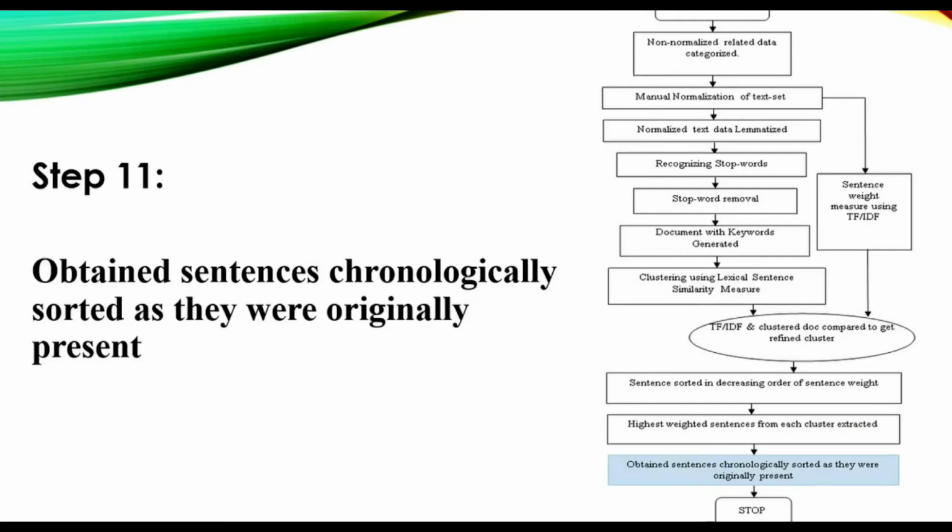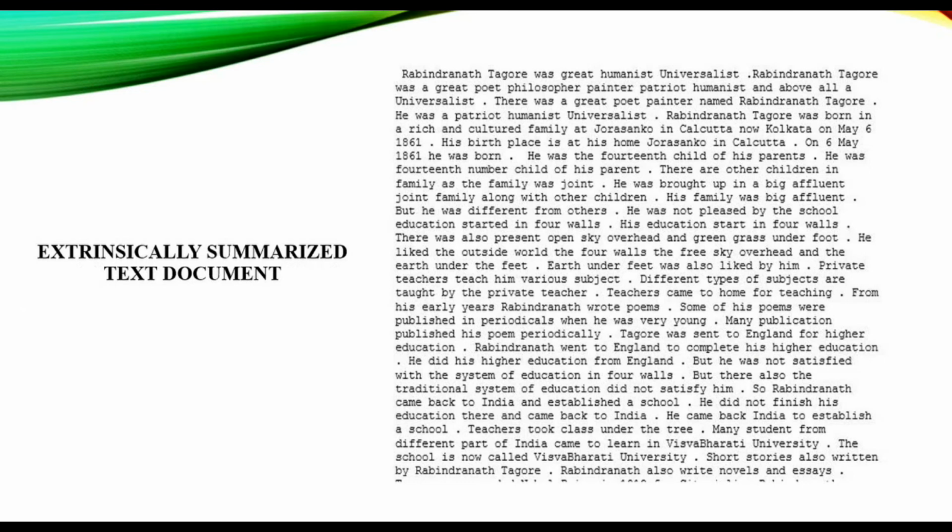The user is then asked for the summarization percentage, and according to the input, the same percent of sentences are extracted from the cluster and kept in a summarized document file by comparing it with the original file to preserve the ordering of the sentences. Thus, the summarized document is obtained. This is the extrinsically summarized text document. This has been compared with the initial file that was kept and has been plotted.